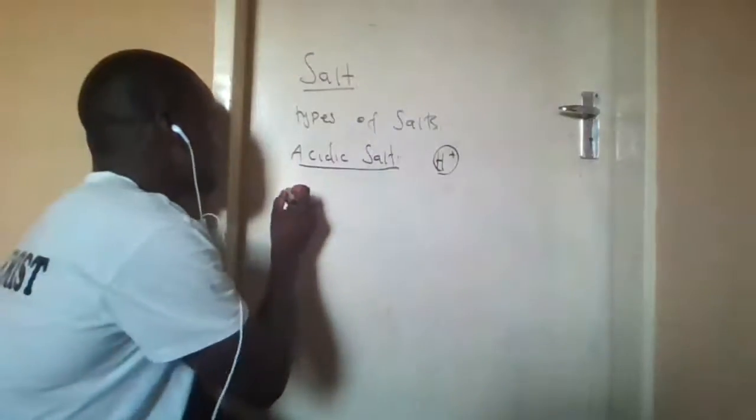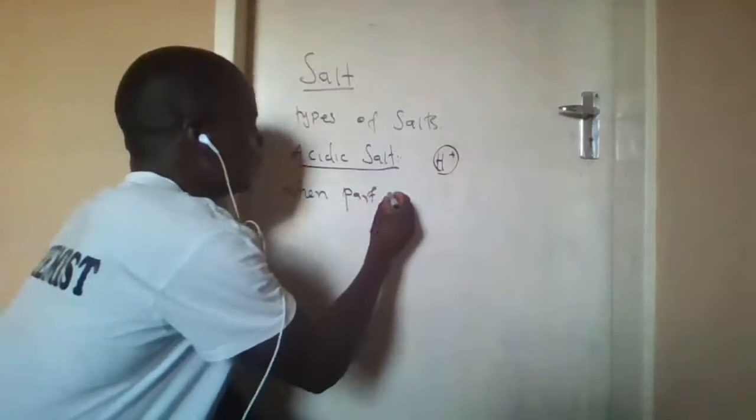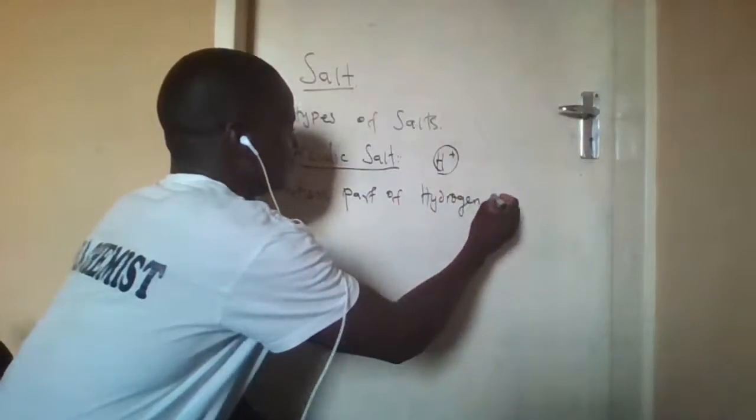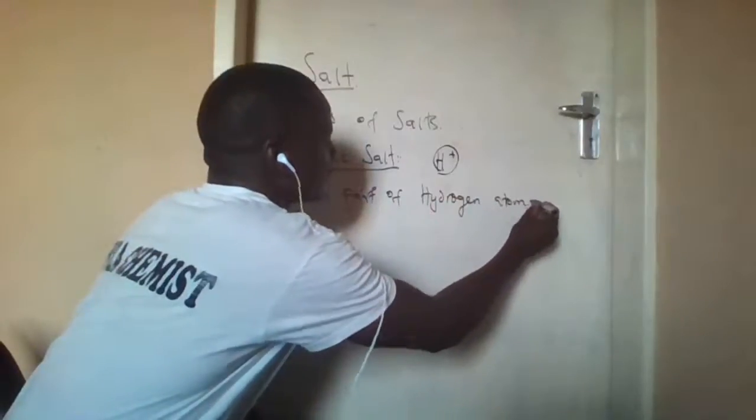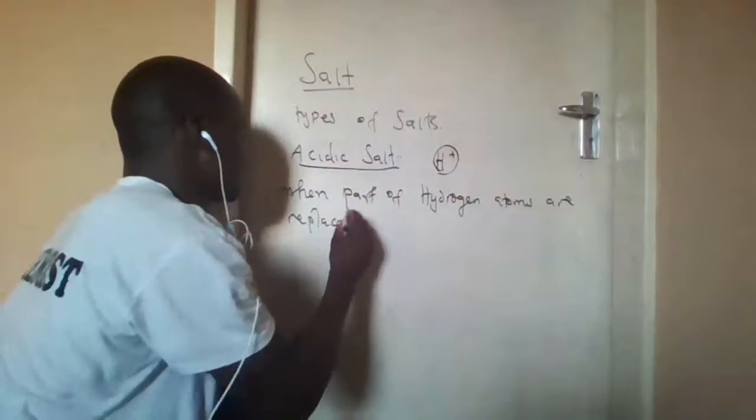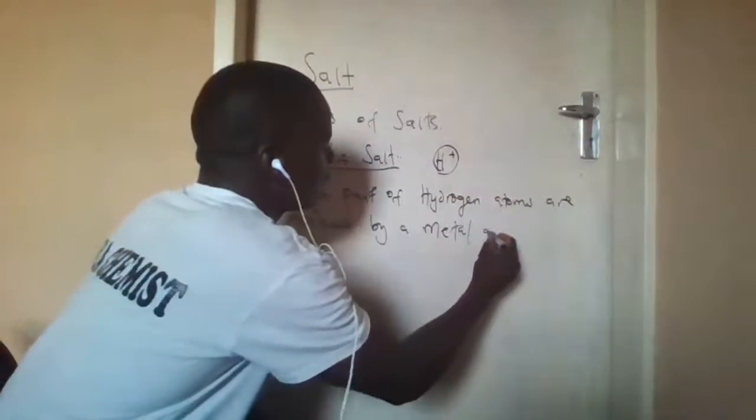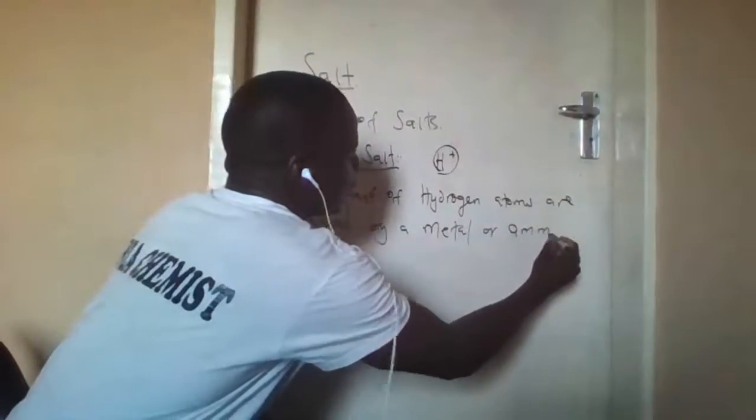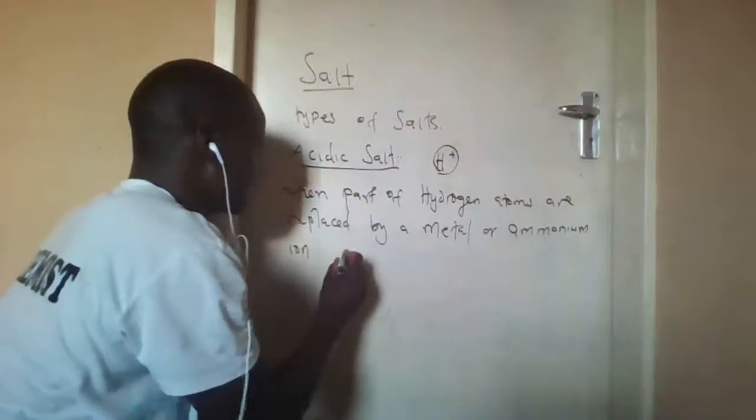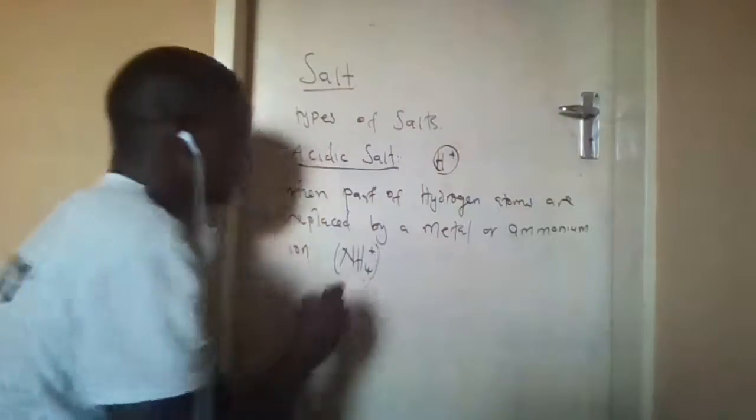So these salts are formed when part of the hydrogen atoms are replaced by a metal or ammonium ion. The ammonium ion is NH4 plus, which is the ammonium ion that we're talking about.